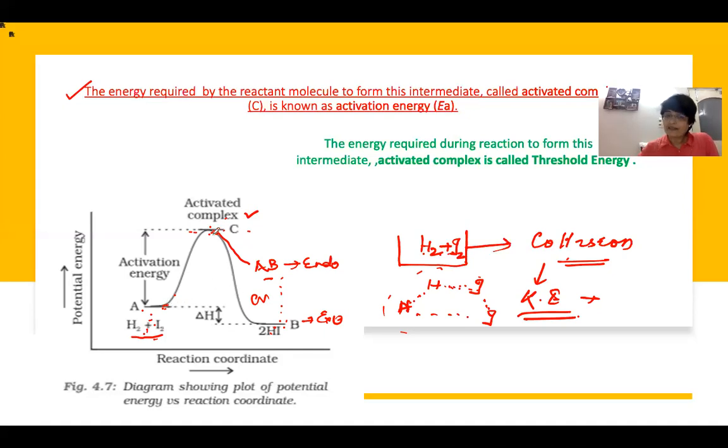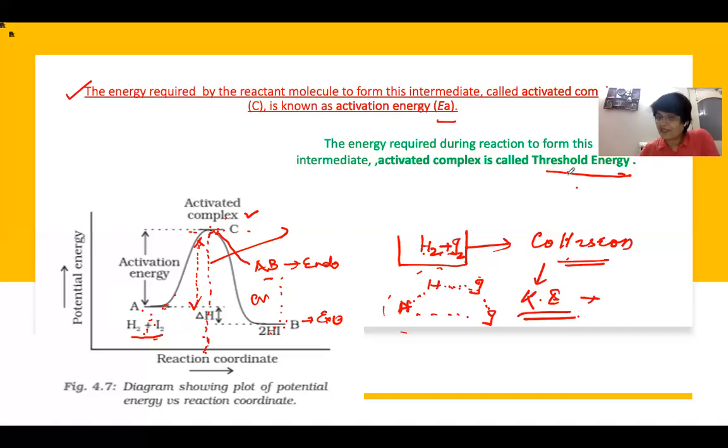For any reaction, the minimum amount of energy which is needed is called threshold energy. And the energy required by reactant molecules, this much, is called activation energy. So we have a difference between the activation energy value and the threshold energy.